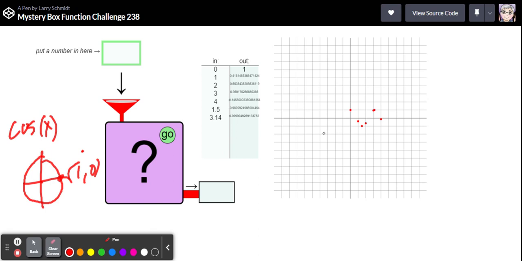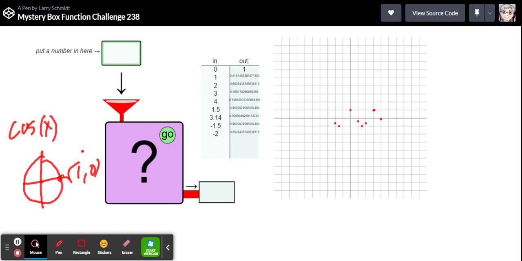Actually, let me put in a couple of negative values here. So -1.5. Oops. There we go, -1.5. Let's put in a -2. Okay, just wanted to make sure there wasn't something funny going on the other side. Well, this is not exactly what I would expect for cosine. It seems to be going down too fast.